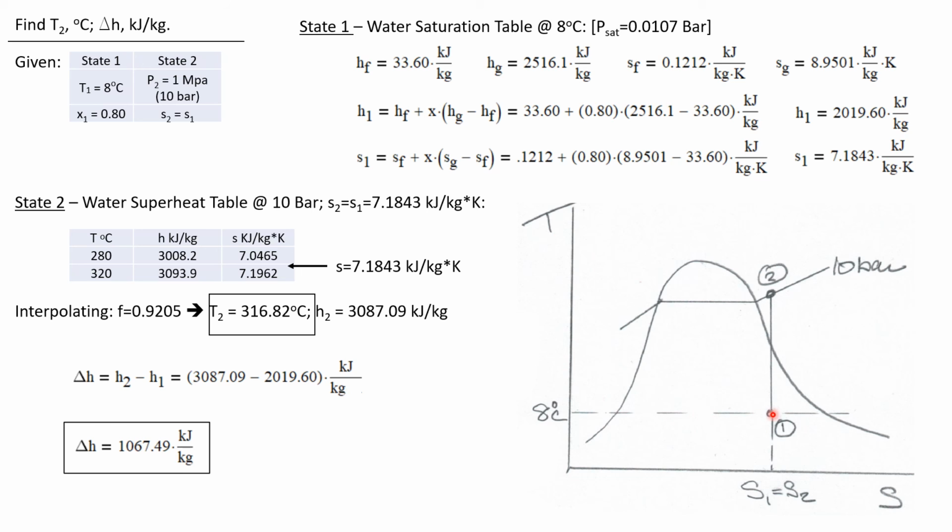And finally, let's draw a temperature entropy diagram of this problem. State 1 is a saturated mixture with a quality of 80% at 8 degrees centigrade. So I'm going to plot state 1 right about here. We know that state 2 has the same entropy as state 1, so it's going to go straight up. And where this vertical line crosses our 10 bar pressure line, that's where state 2 exists. And from our table, when we were looking at state 2 values, we found that state 2 is a superheated vapor.